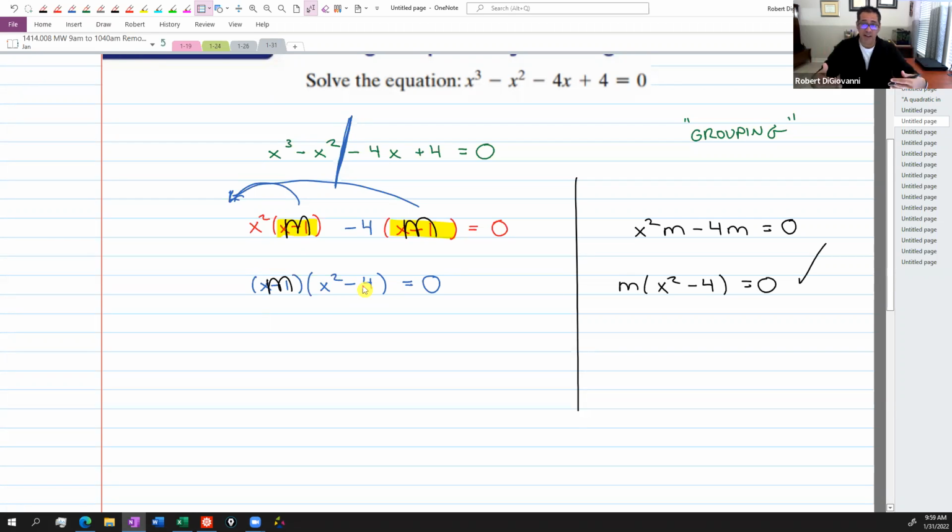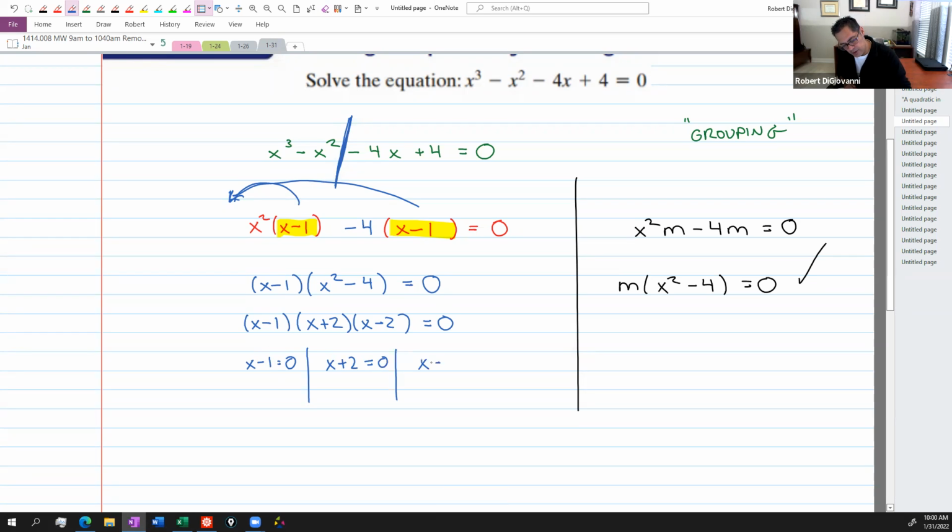I want you to understand that, because understanding it is better than just doing it and not understanding why you're doing it. All right, so there's where we are. Now I can notice a difference of squares again on the x squared minus 4. And then I can set each of those equal to 0. So x minus 1 equals 0, x plus 2 equals 0, and x minus 2 equals 0. And we'll get 3 answers: 1, -2, and 2.